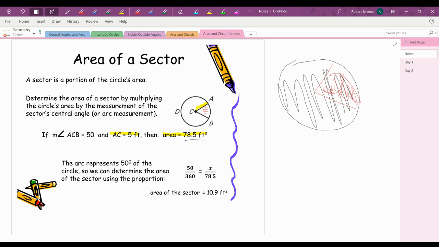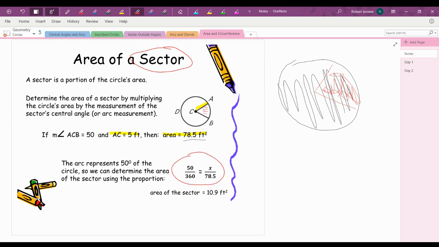Just like with length of an arc is part of circumference, a sector is a wedge. It's a slice of pizza out of the whole pie. So what we're going to do is compare the entire area to the part that we want, and set up a proportion just like we did for length.